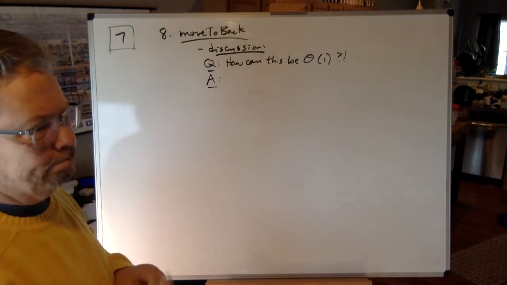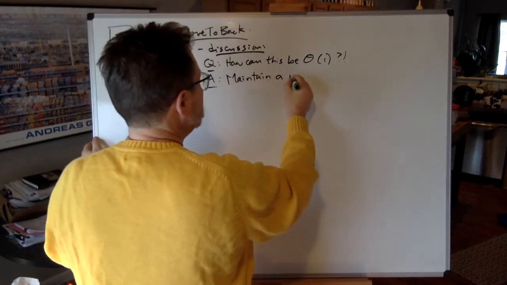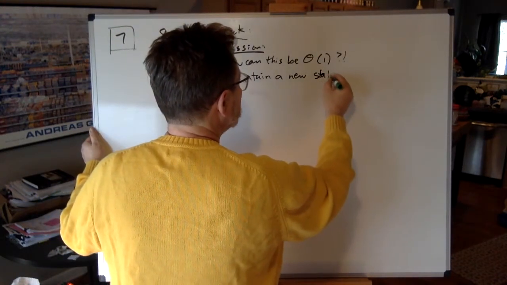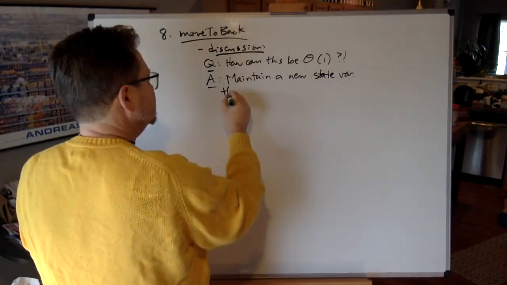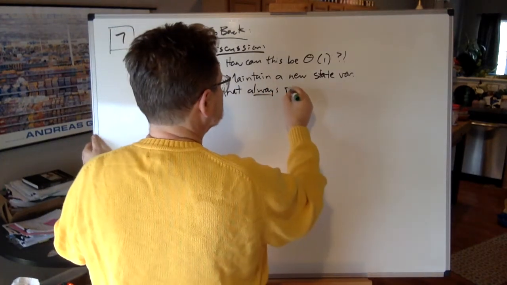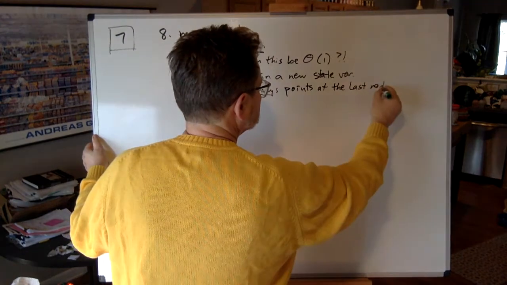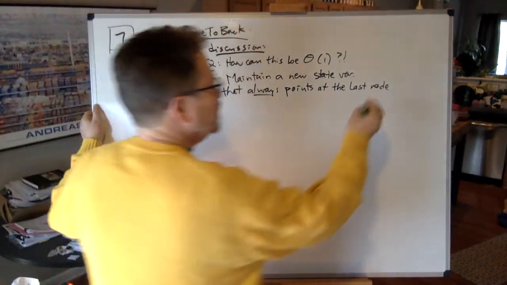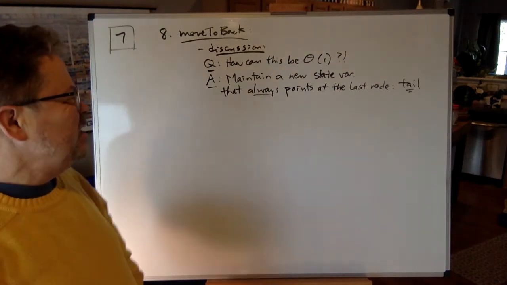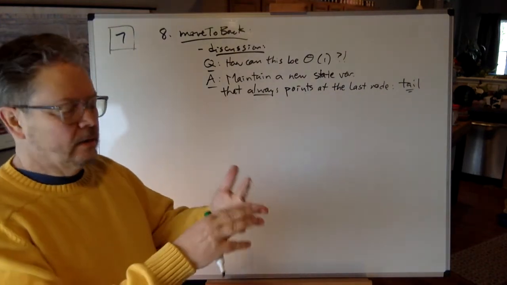Here's the price we have to pay. Maintain a new state variable, a private variable. It's in the private section, but it's a state variable that always points at the last node in the list. And we'll even give it a name: tail. Maintain a new state variable. They're adding up. We already have the head. We already have the cursor. Now we have the tail.